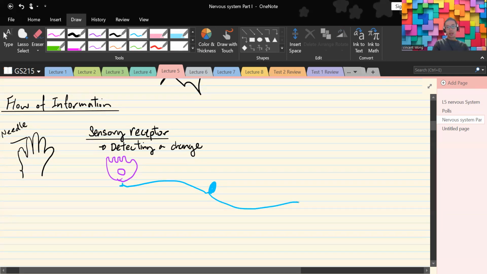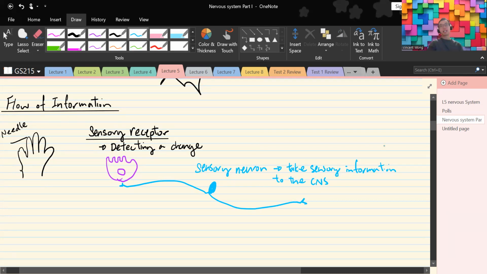And there's another axon. Okay, so this is a sensory neuron, right? The job of the sensory neuron is to take sensory information to the central nervous system. Okay, so sensory information could be basically anything that you detect with your senses.